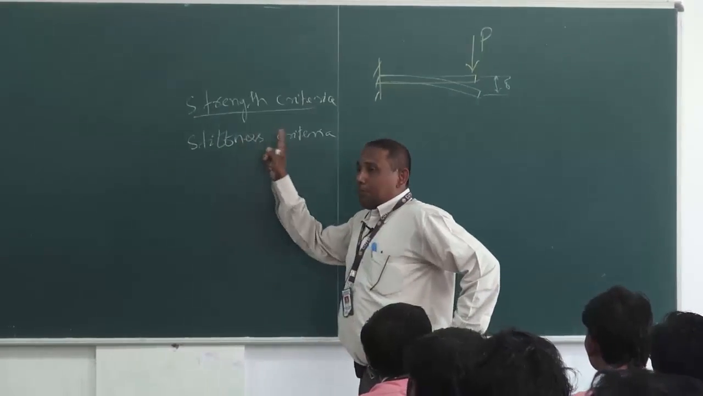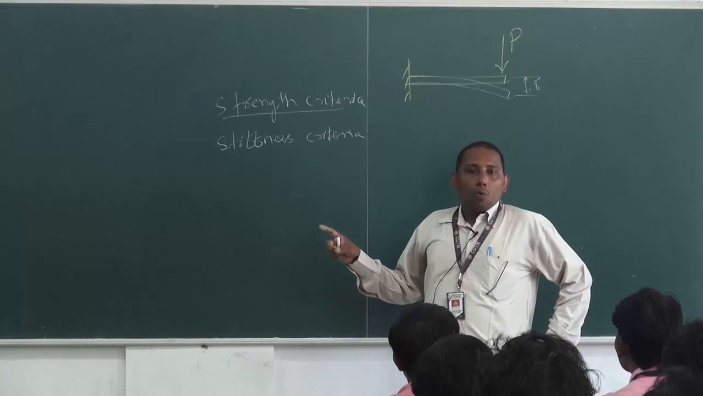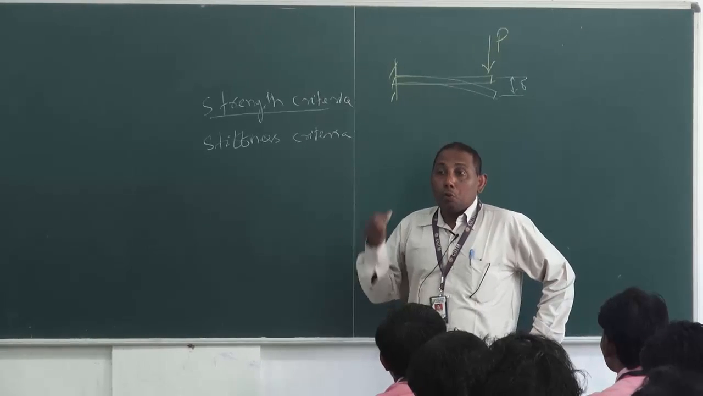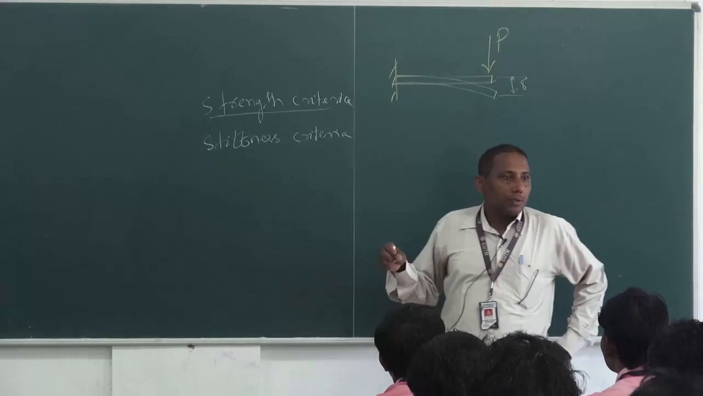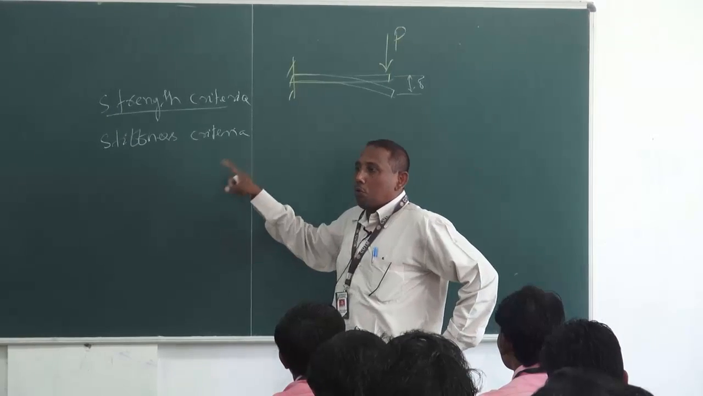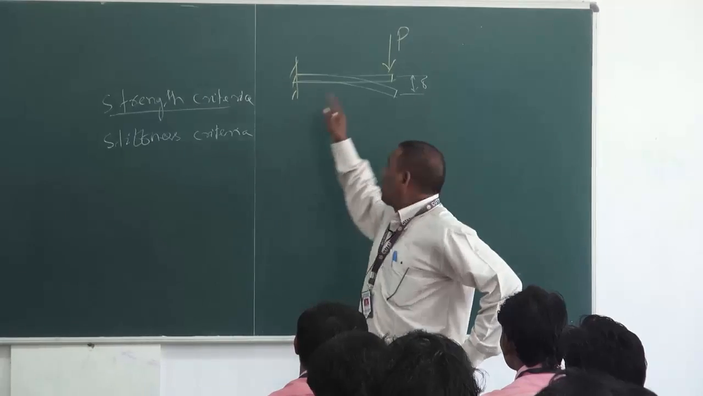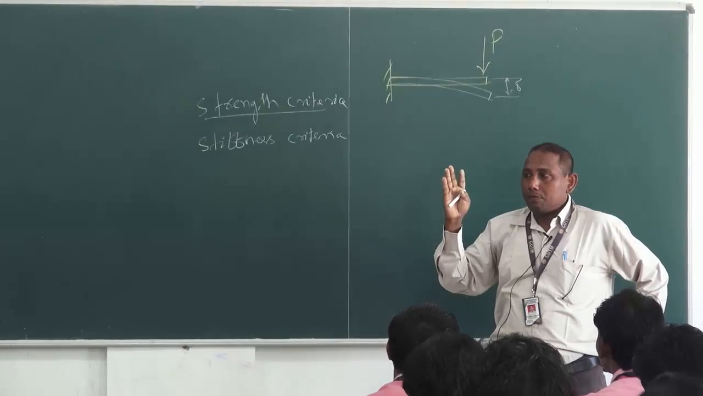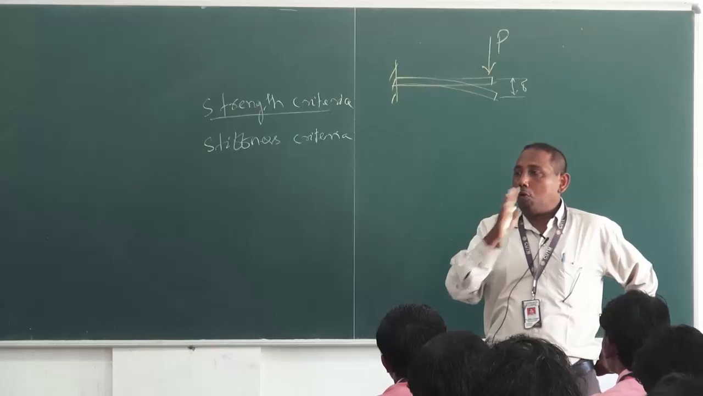And according to the stiffness criteria, which is also equally important, we have to determine how the beam is adequately stiff to resist the deflection. In other words, the beam should be stiff enough to produce deflection within a permissible limit. And if the deflection produced is beyond the permissible limit, then the failure will happen. So that's why the study of deflection in beams is very, very important to us.